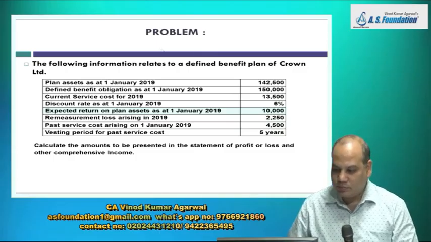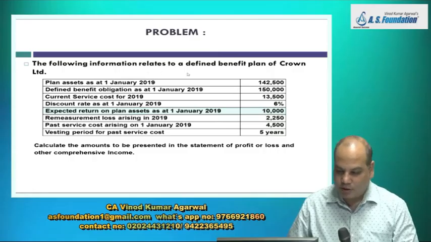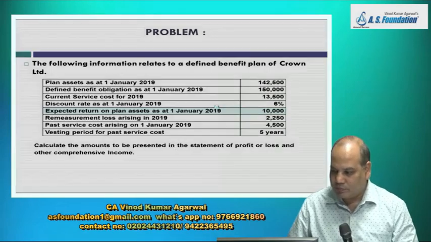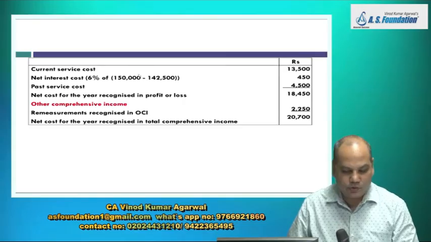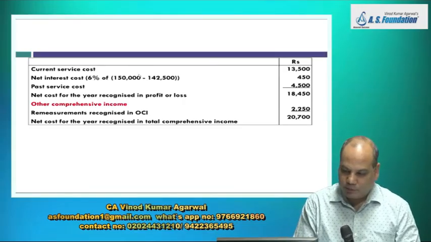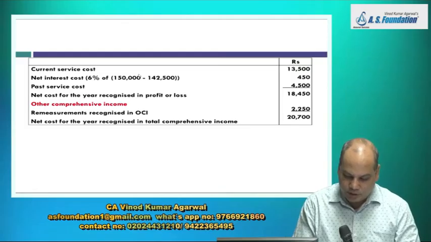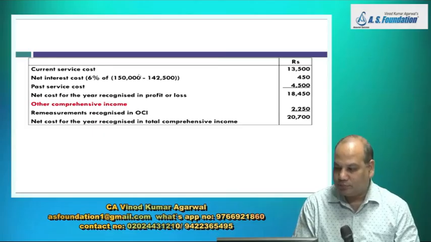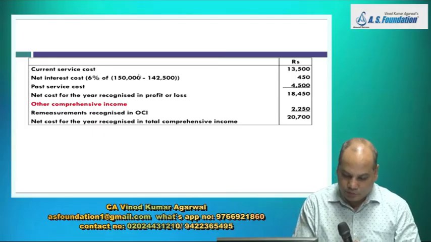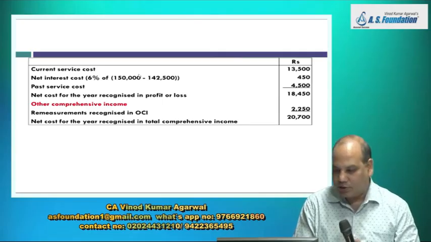So check the answer. Which amount will be presented in OCI? P&L account and OCI. Keep the question in front of you. Current service cost will come in the profit and loss. Tick mark, current service cost. Then net interest cost will come in the profit and loss. Net interest will be the 6% on obligation minus 6% on plan asset.